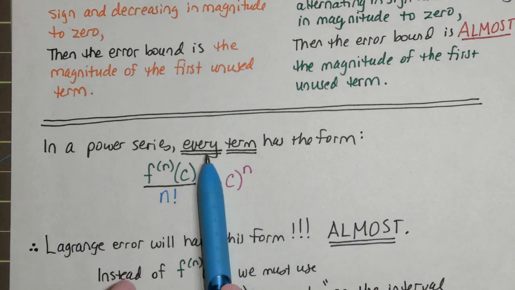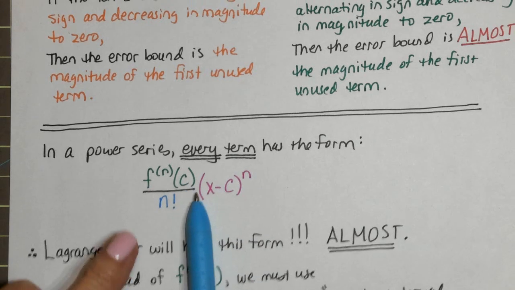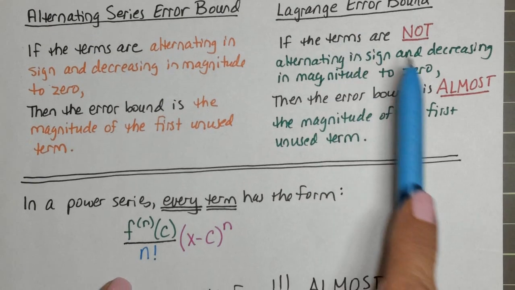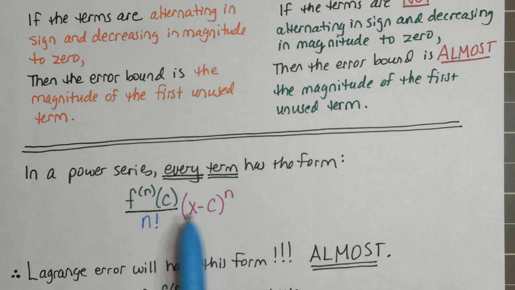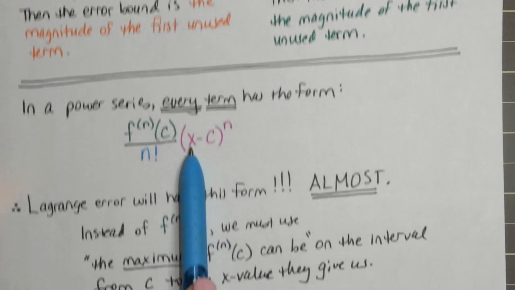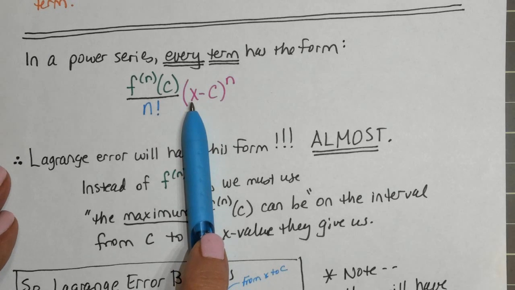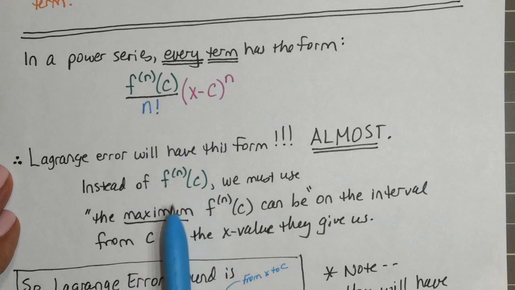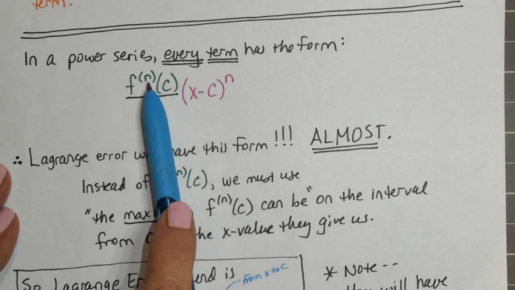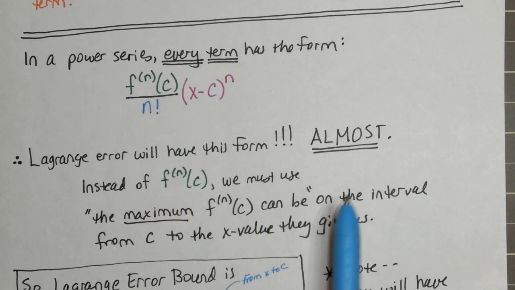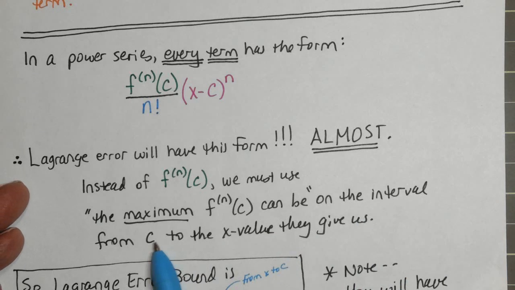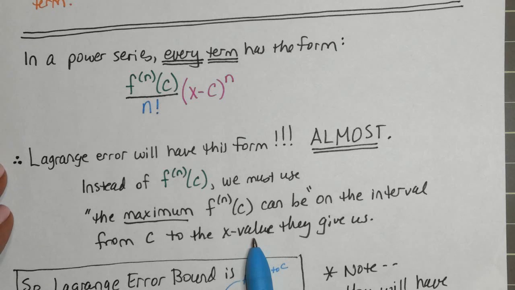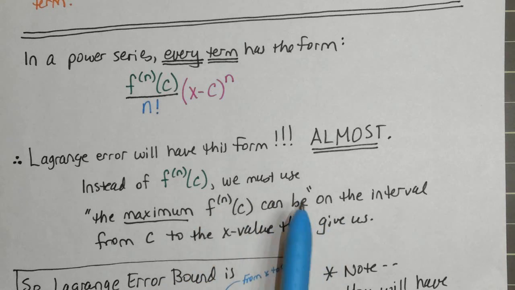in a power series, every term has this form, every term. So if you're using Lagrange, your error bound is in this form. It's in this form, almost. Okay? Almost. Instead of the nth derivative, we use the maximum nth derivative that can be on the interval from our center to the x value that they give us, that we're approximating. Okay? So I know that that's confusing. We're going to do some examples, but that is what Lagrange error bound is.